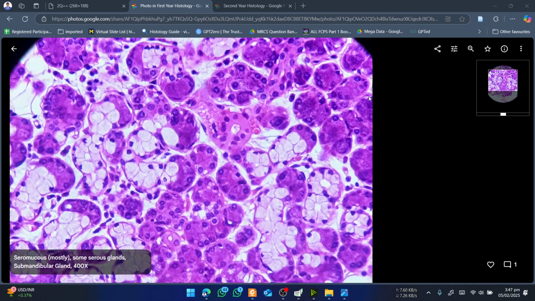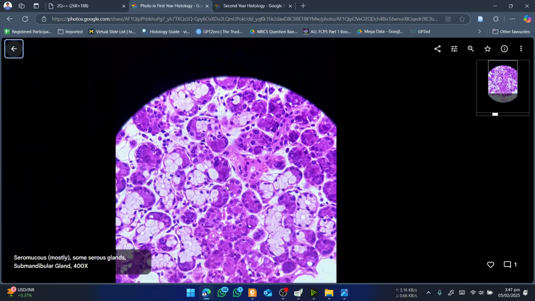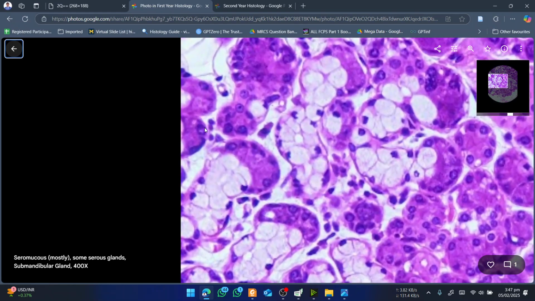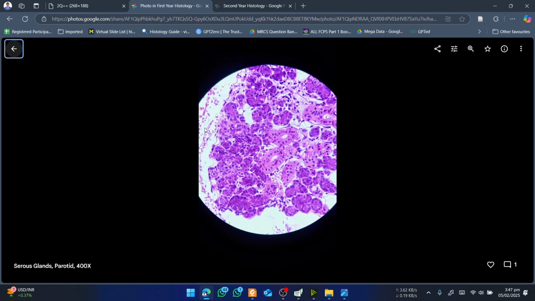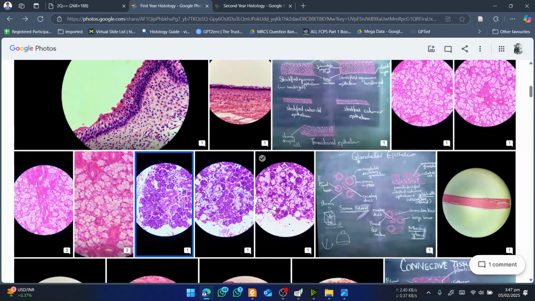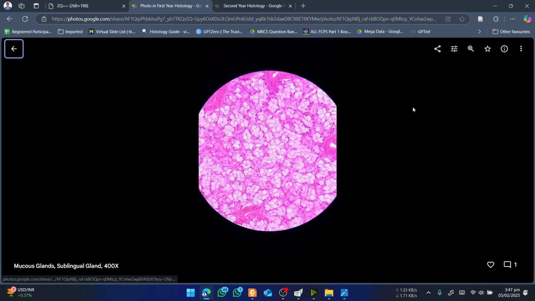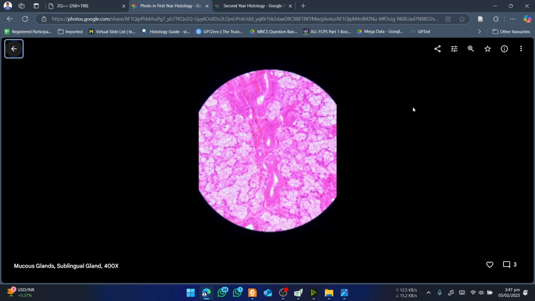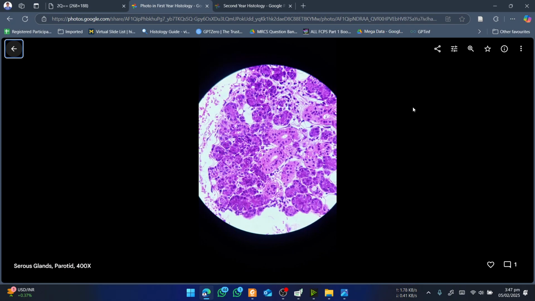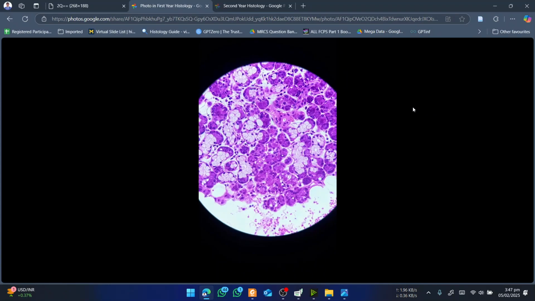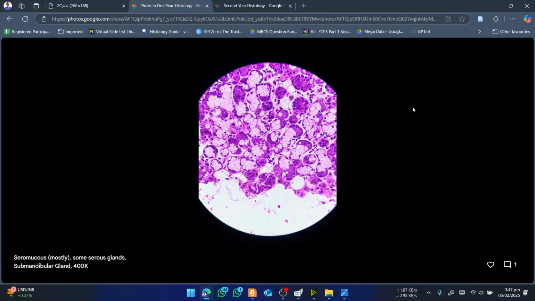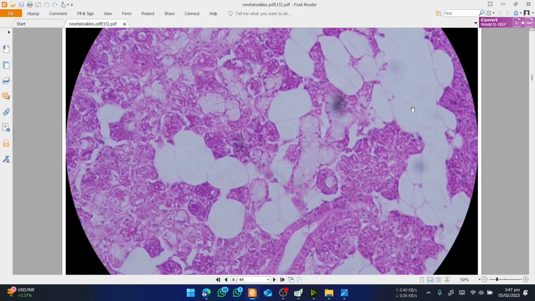So you can see in this part you can only see the serous gland, in this part you can see the serous and mucus gland, and so on. So depending upon the amount, you can see this one is the predominantly serous mucus gland, this one is the predominantly serous gland, this one can be counted as seromucous gland, so this can be counted as seromucous gland. So these are the things that you will be able to see.